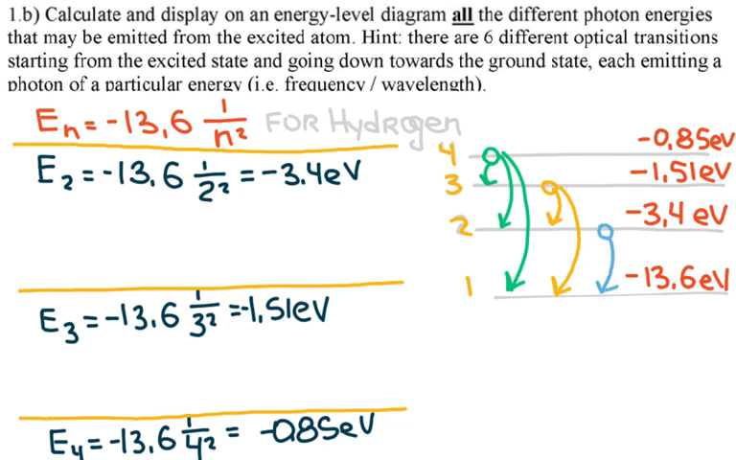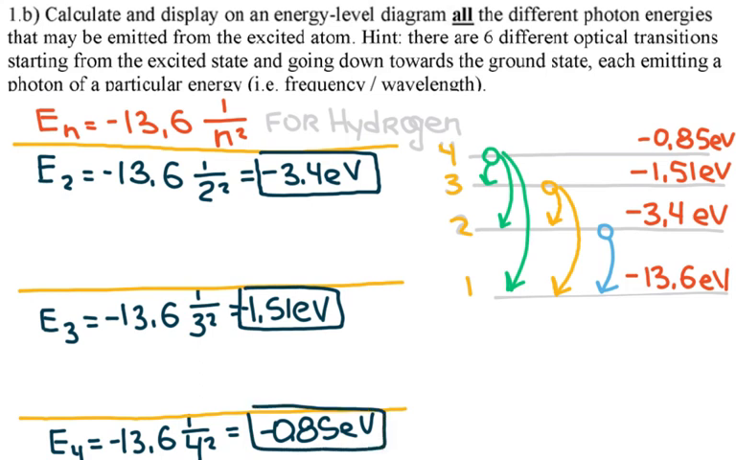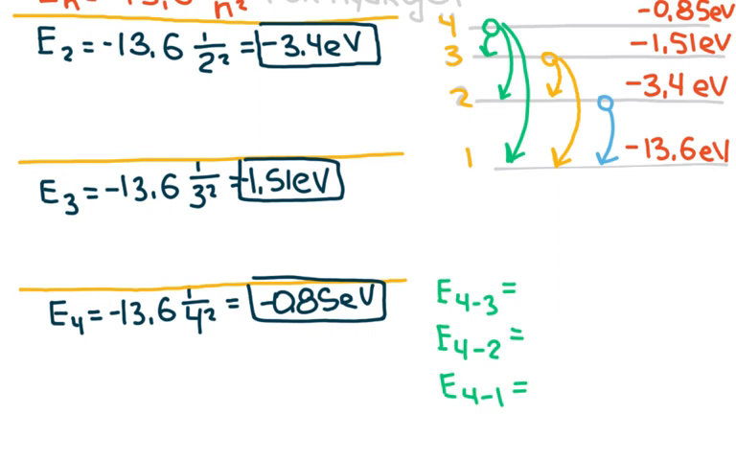I already pre-calculated all the energy levels for you because I'm running out of time, only 1 minute left. What you have to do next is subtract the energy levels when the electron is jumping from one level to another. I'm going to do one of them. The jump between the 4th and the 3rd would be the difference between 0.85 and 1.51. That gives me 0.66 electron volts.